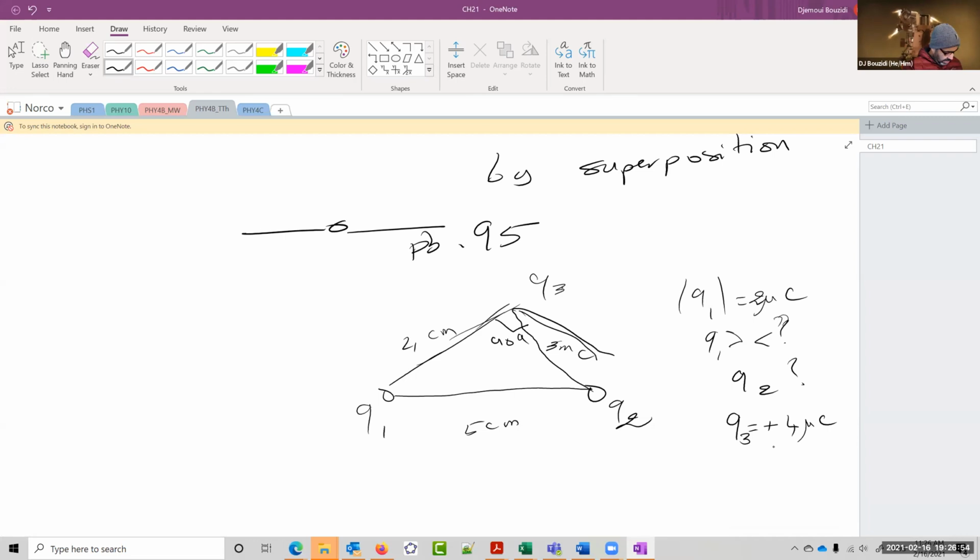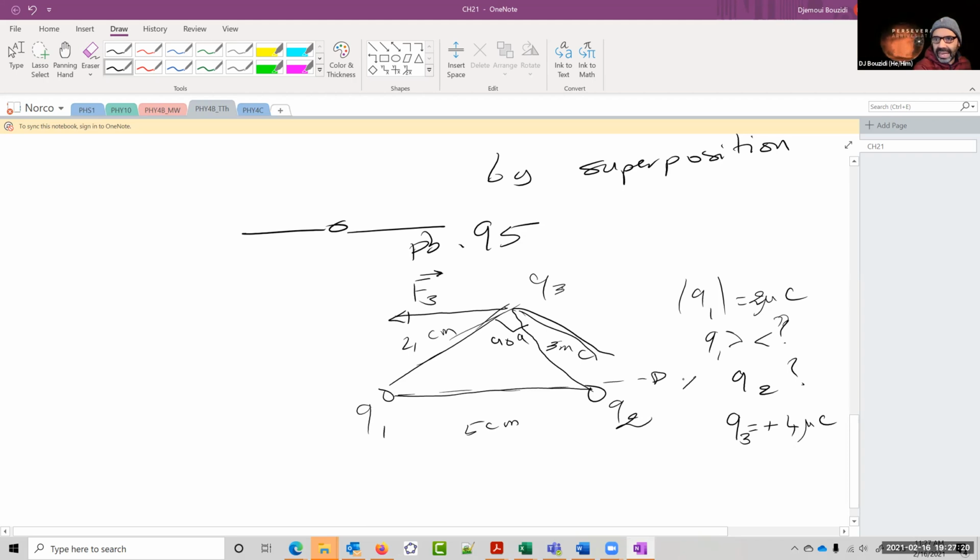And they tell you the net force F3. They gave you an F3 in here, and they drew it this way. That is the net force on Q3. They tell you that force is entirely in the x direction. So if I'm going to draw the axes, this is the x-axis and this is the y-axis. This force is along the x-axis.